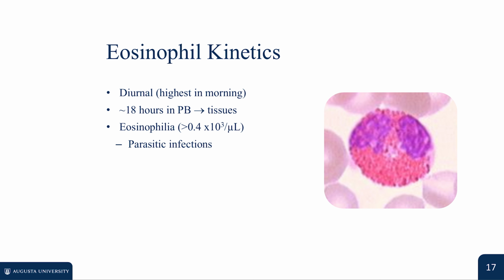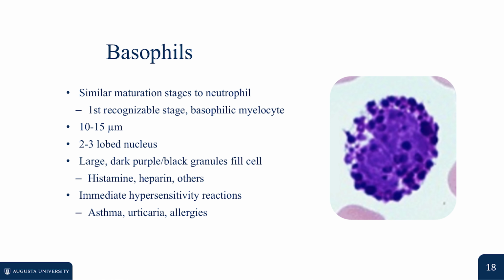Eosinophil counts exhibit marked diurnal variation, reaching their highest concentration in peripheral blood during the morning hours. Eosinophils circulate in peripheral blood for approximately 18 hours before migrating into tissue spaces. Eosinophilia is defined as an absolute eosinophil count greater than 0.4 times 10 to the third per microliter, or 0.4 times 10 to the ninth per liter. This condition is classically triggered by invasive helminth parasite infections and allergic disorders like asthma.